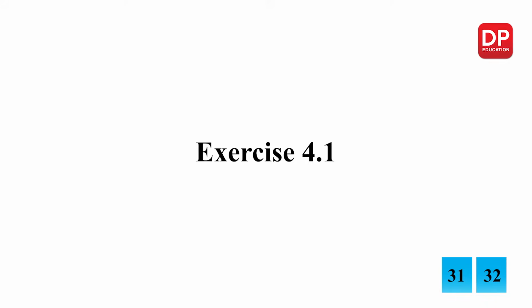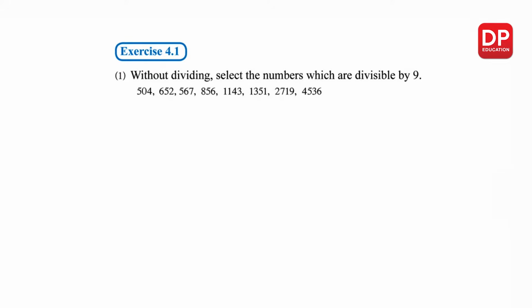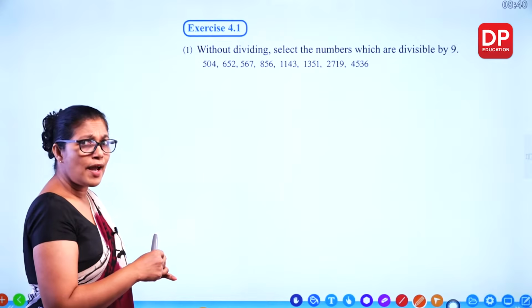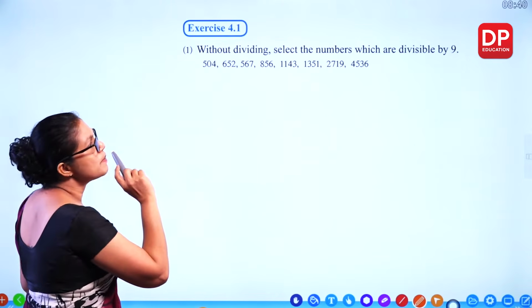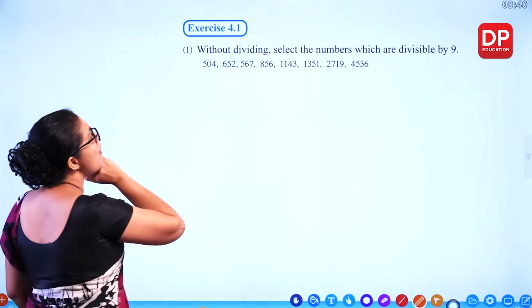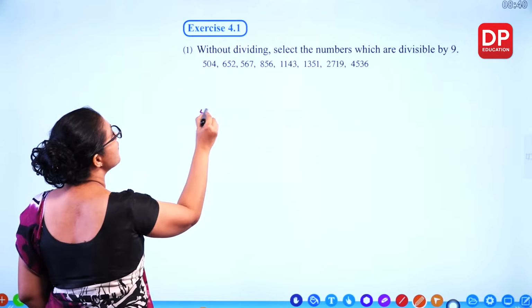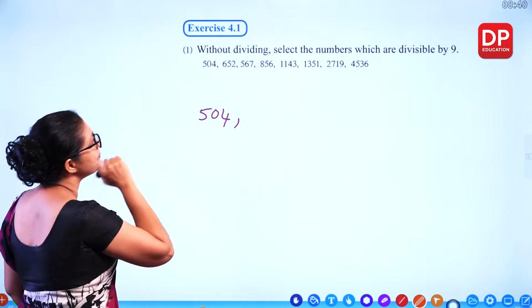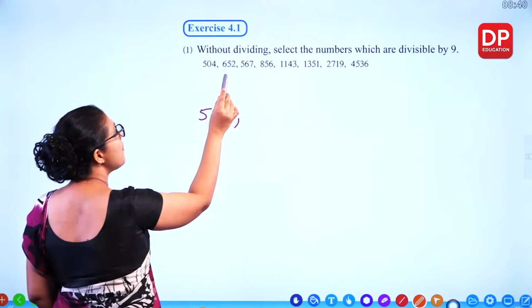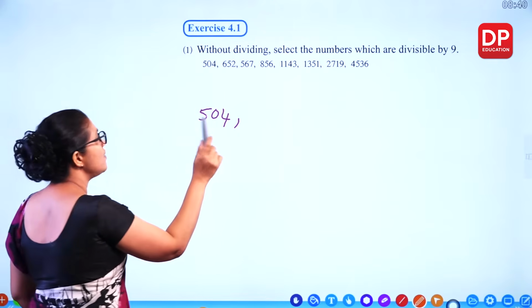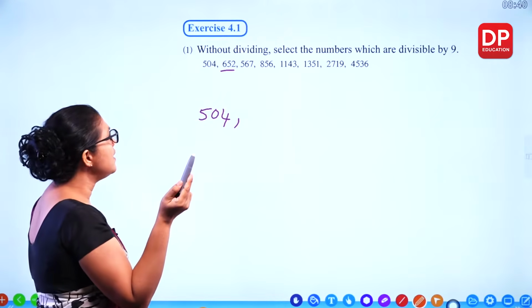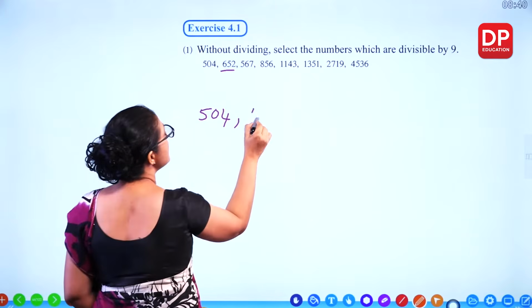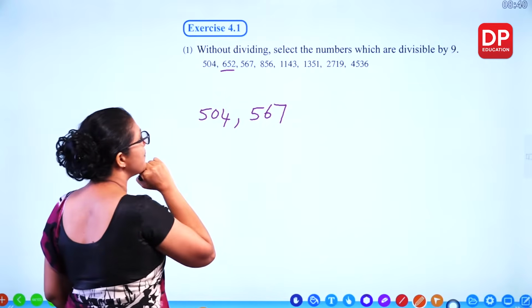Now we'll look at exercise in your textbook. Exercise 4.1. Without dividing, select the numbers which are divisible by 9. How we identify? Digital root. If the digital root is 9, that means divisible by 9. 5 plus 4, 9. So 504 is divisible by 9. 6 plus 5, 11. 11 plus 2, 13. 13 means you can't. 5 plus 6, 11. 11 plus 7, 18. That means yes, it's divisible by 9.